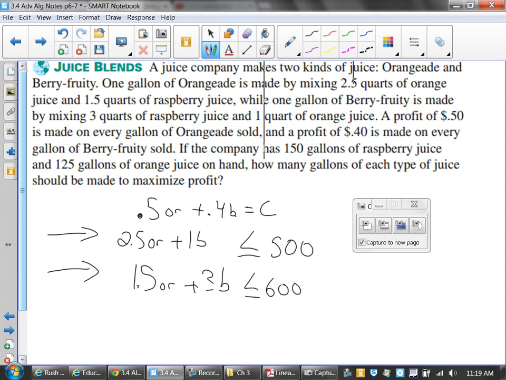So what I did was I took a different approach. I put it in fractions. I had something like 5/8 x plus 1/4 y, less than or equal to 125. It would have worked. Yeah, it's just god awful ugly.